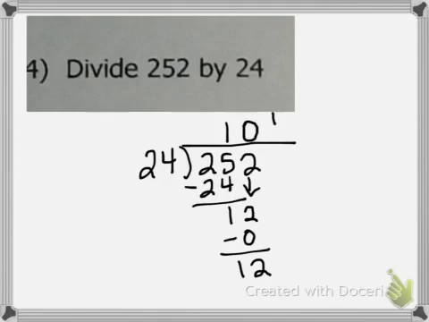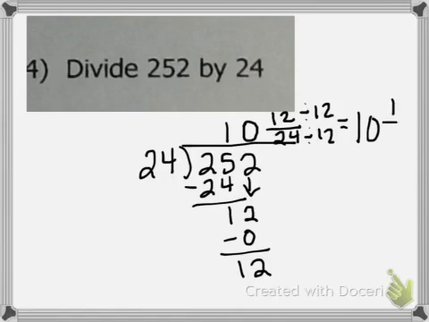So our remainder becomes the numerator in our fraction, and the divisor 24 becomes the denominator. I can reduce this fraction by dividing the numerator and denominator by 12. So our quotient is 10, and 12 divided by 12 is 1. 24 divided by 12 is 2. So 10 and 1/2.